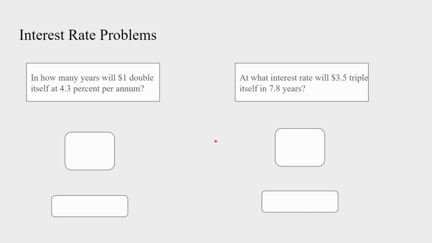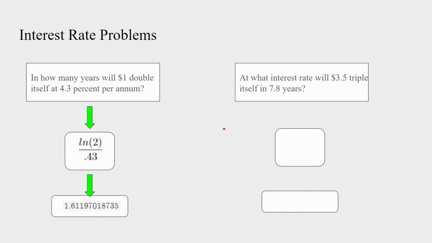Okay. So let's do some interest rate problems. In how many years will $1 double itself at 4.3% per annum? Awesome. You just take the natural log of 2, because we're doubling it, and at 4.3% a year, so you divide by 0.043 and you get your number. Pretty sweet. And by the way, with 4.3%, you have to shift the decimal so it becomes a proportion.